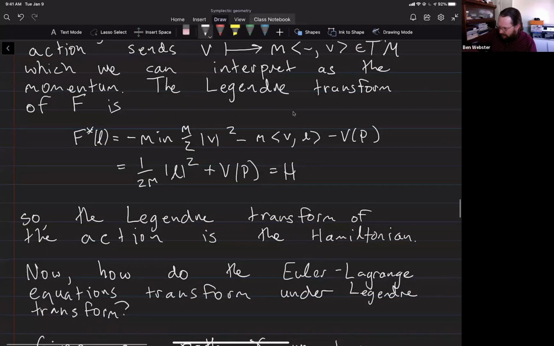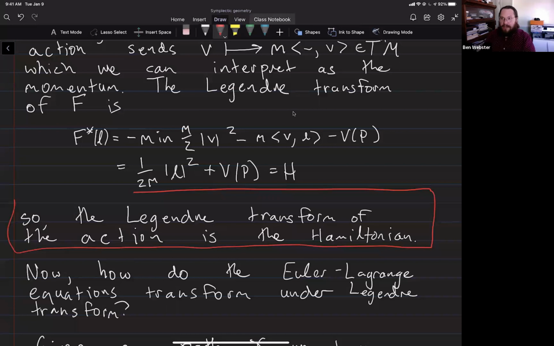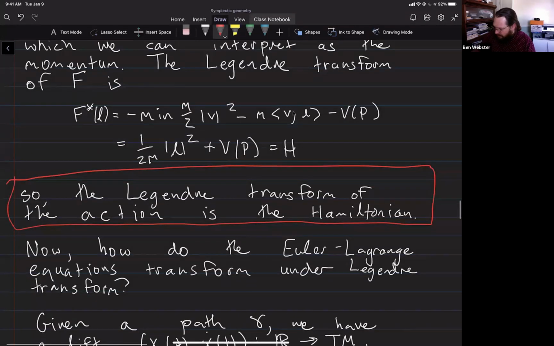Okay, great. So this is the thing that needs to be in bold: the Legendre transform of the action is the Hamiltonian. So if you believe Lagrangian mechanics, this is why Hamiltonian mechanics is right. If you believe Hamiltonian mechanics, this is why Lagrangian mechanics is right. All right.